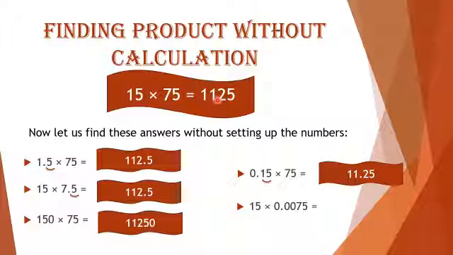15 times 0.0075. In this number, we have 4 digits after the decimal point. So, from the right as well, count 4 digits and place the decimal point. 1, 2, 3, and 4. The answer is 0.1125.